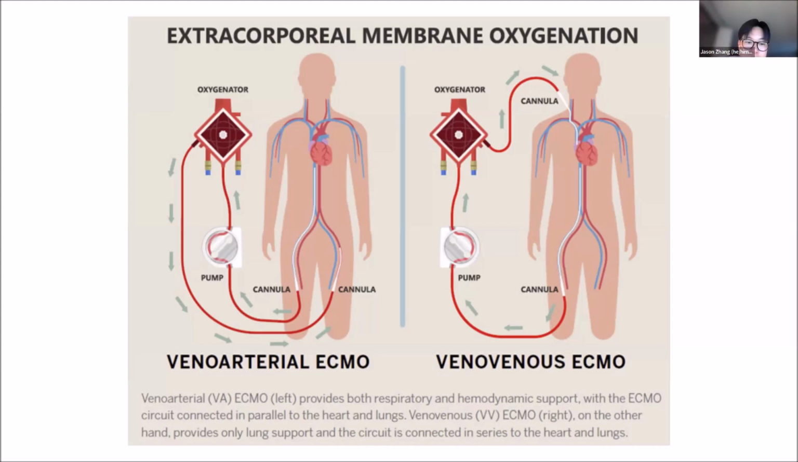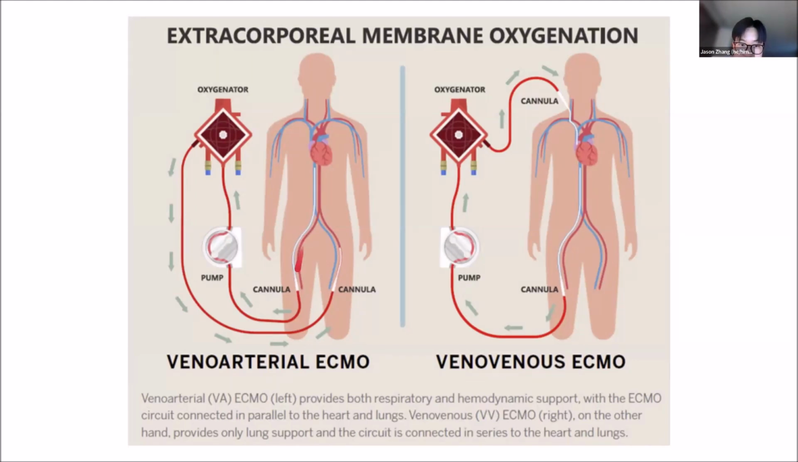And the main difference is there's something called VA ECMO, which is veno-arterial, and there's VV ECMO, or veno-venous. So the ECMO machine has an oxygenator and then a pump. And the idea is that this will oxygenate your blood for you outside your body because your body isn't able to do it itself.